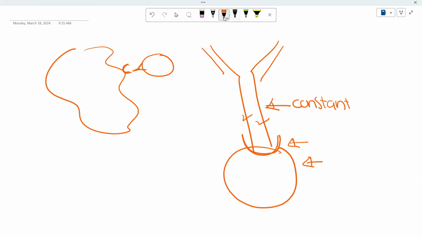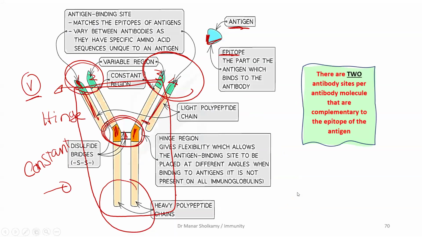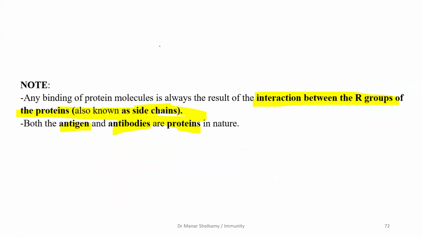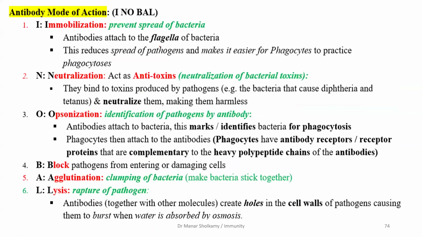Good. Now, how does the constant region determine the type of the antibody? What are the different modes of action of the antibody? How will we remember them? How does the antibody operate? We said there is a sentence that we use to remind us how the antibody kills the antigen: I know ball. So this is done. This is the constant region. This is the variable region, antigen antibody binding site. Done. Here, we said I know ball.